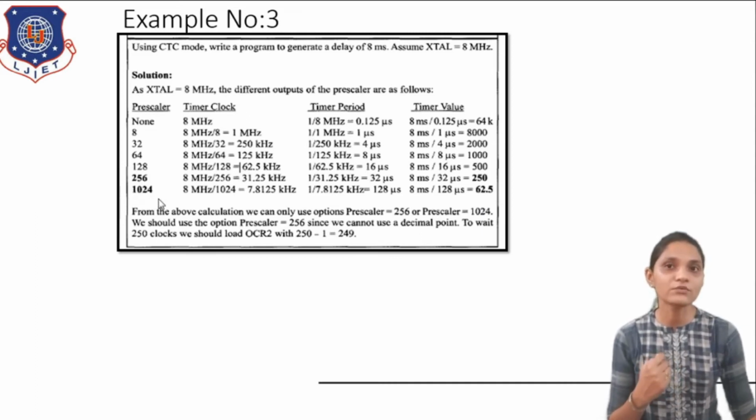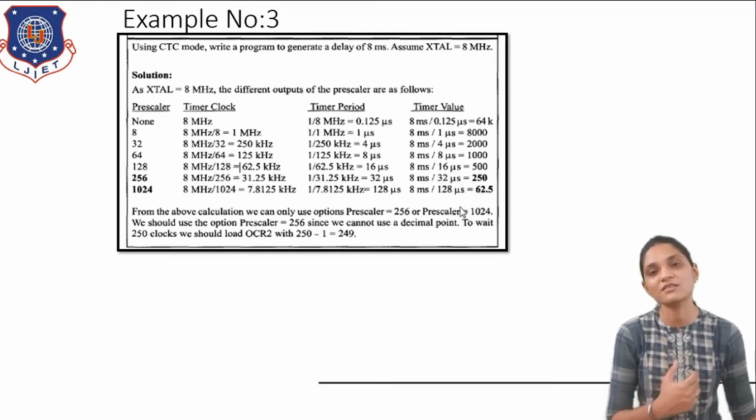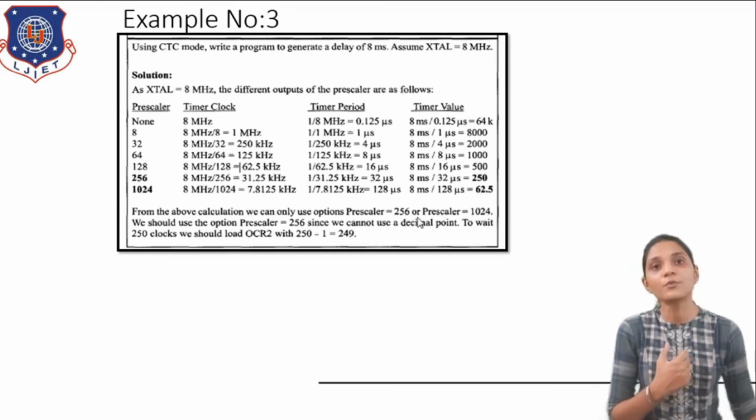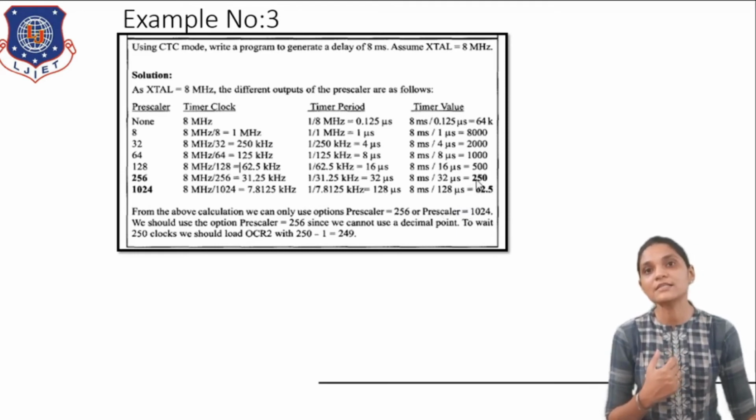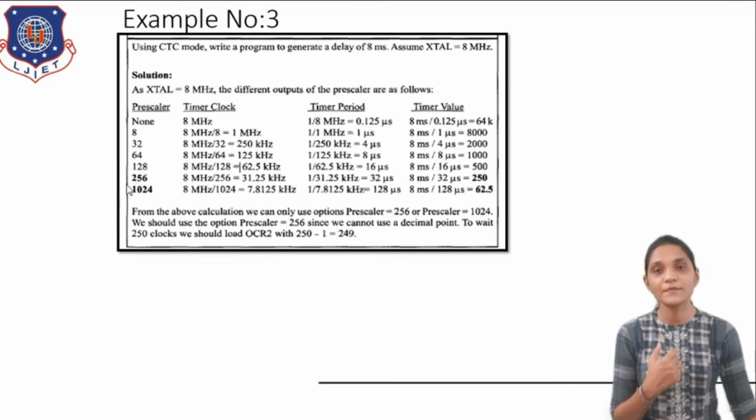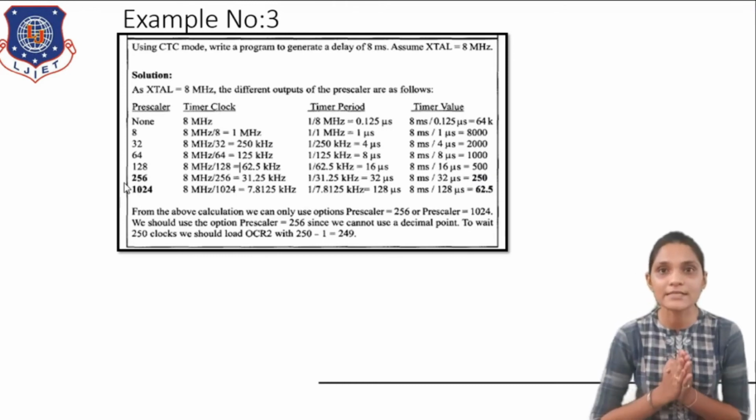But if you consider 1024, then you are getting a decimal point in the count, and that is not possible. How can you put a decimal in the count? So you have to take the whole number, and that is 250. So we will use 250 as the counter.